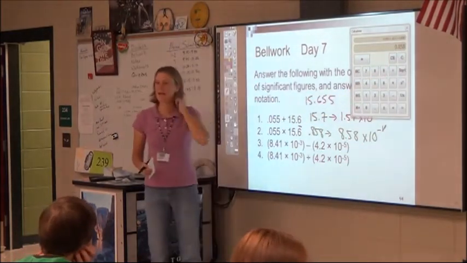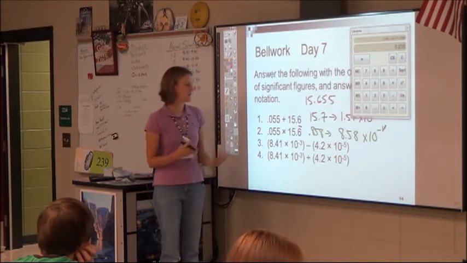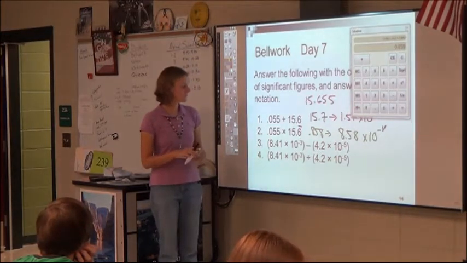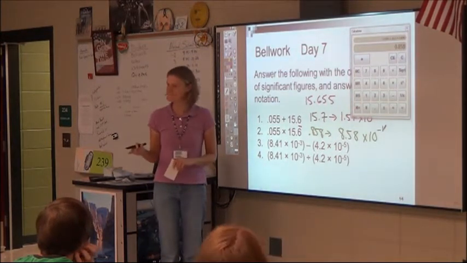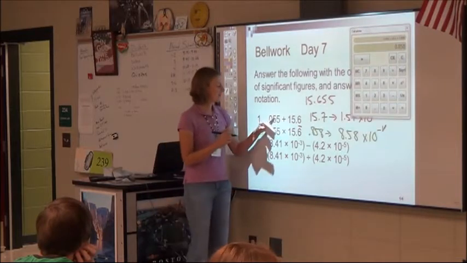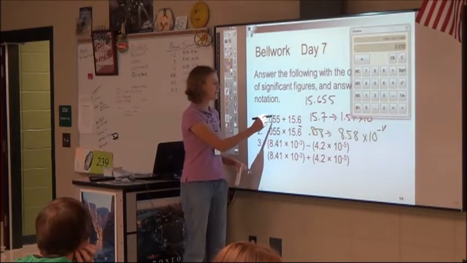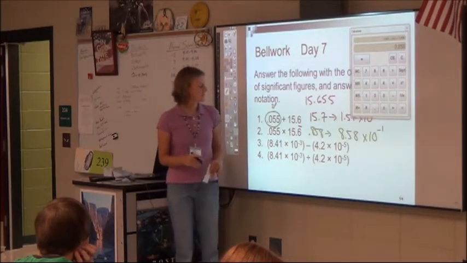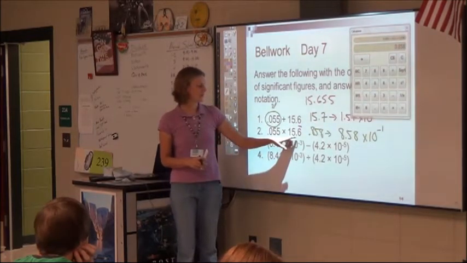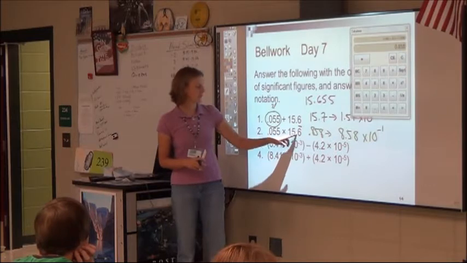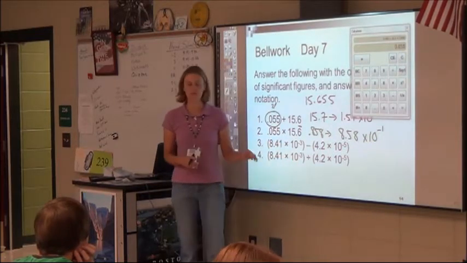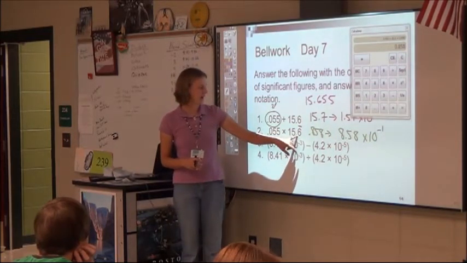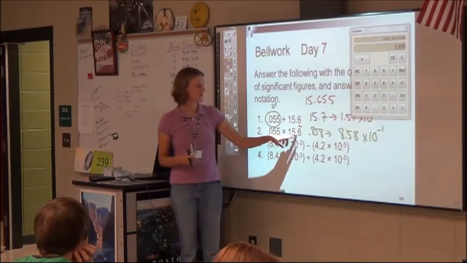But the question is, can I keep all those digits or not? Am I following my sig fig rules? So, hold on. These are the same numbers. You just told me that 0.055 had two sig figs. So this really doesn't have anything to do with specifically the number of spots after the decimal. It doesn't have to do with precision like that.